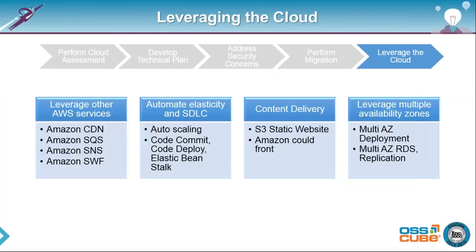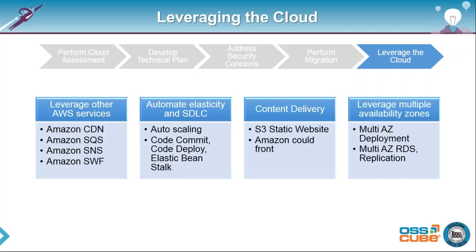Once you have hardened the application and it is running well, you start leveraging AWS. You would like to make your application more efficient. There is a host of services available on AWS that you can use to make your application more powerful, more efficient, with a better architecture. So Amazon provides a content delivery network, Simple Queue Service, Simple Notification Service. With all those services, you can automate your SDLC.